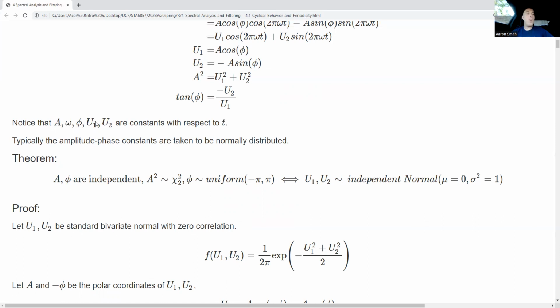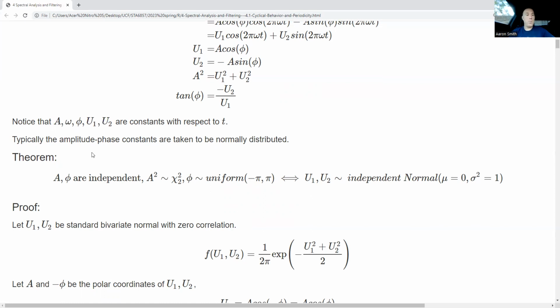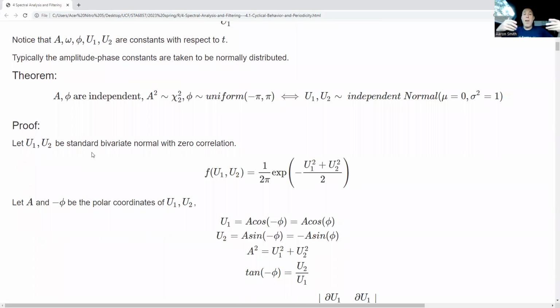Now, one thing that we're going to do is typically say that U1, U2 are normally distributed, just like in the rest of statistics. If that's the case, we get a really nice result that A and phi are independent, with A squared being chi-squared distributed, phi being uniform from negative pi to pi. Notice that is a full revolution around the unit circle in radians. This holds if and only if U1, U2 are independent standard normal. All right, so let's go ahead and run through the proof.